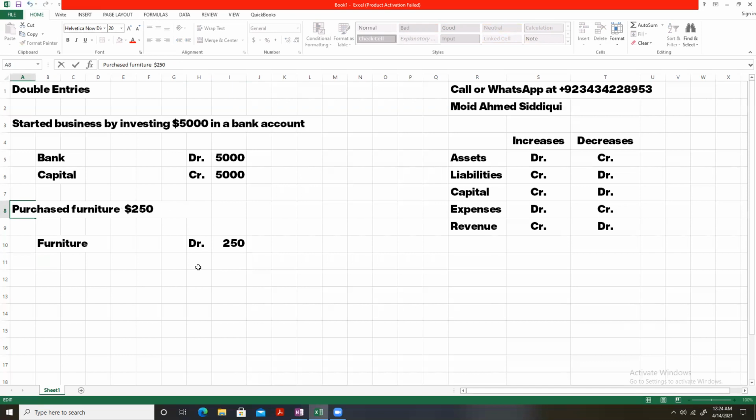Let me make it not cash. Let's purchase furniture by issuing a check. The owner purchased furniture and issued a check. So when a check is issued, what will happen? The bank account balance will decrease as the payment will go out from the bank account. So we will credit the bank account of the business.